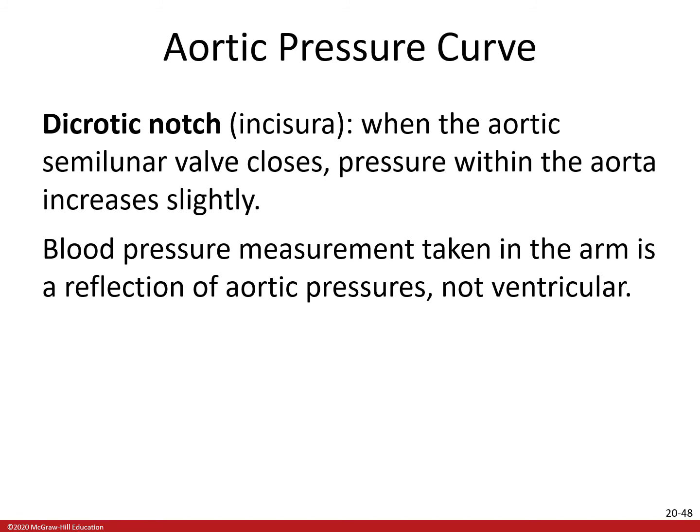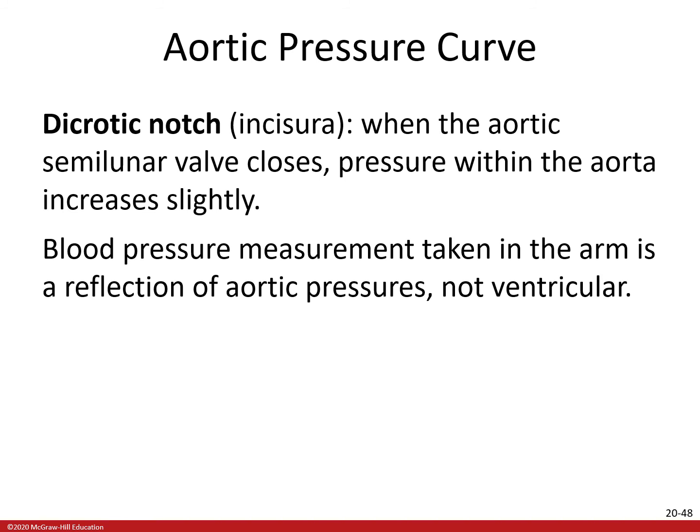As ventricular pressure drops below that in the aorta, blood flows back towards the ventricle because of the elastic recoil of the aorta. As the blood flows back toward the left ventricle, the aortic semilunar valve is going to close. Pressure within the aorta will rise slightly. Then you're going to have a sudden change in aortic pressure, resulting in a dicrotic notch or incisura. This is going to be the aortic pressure curve.